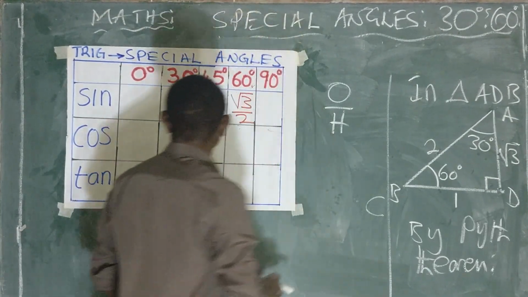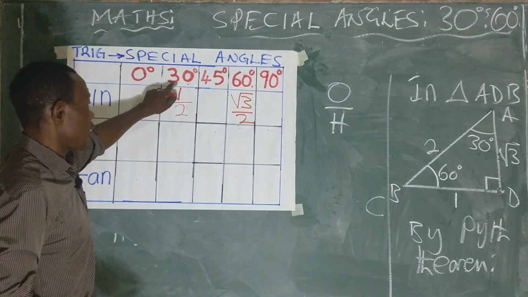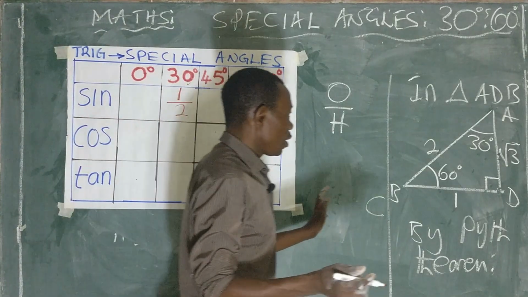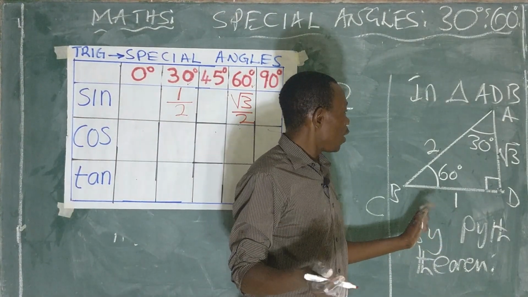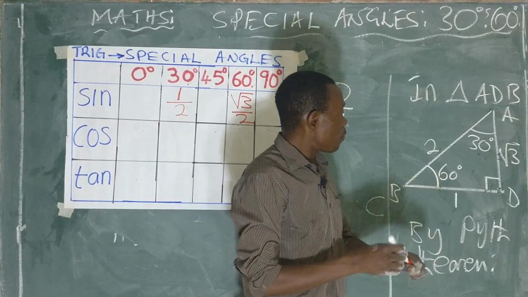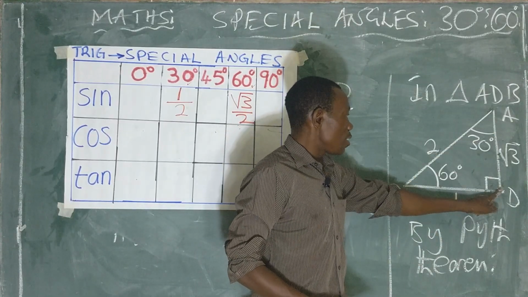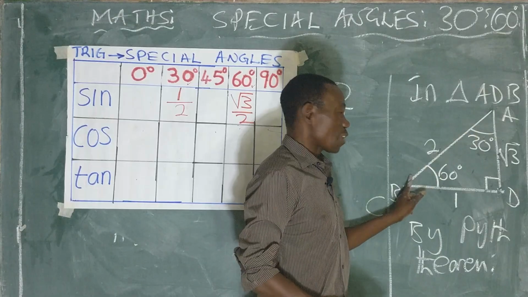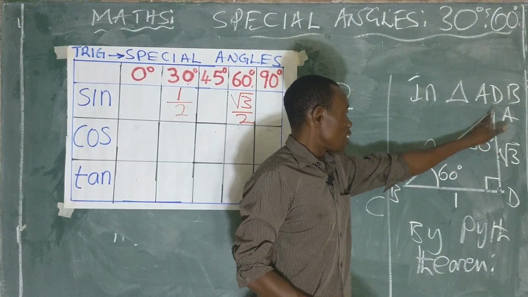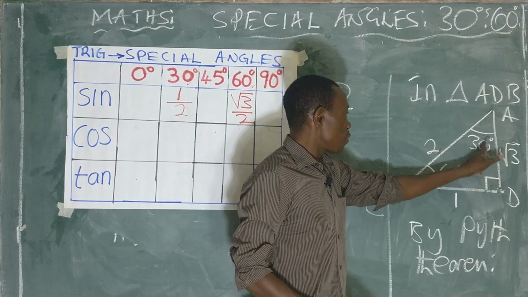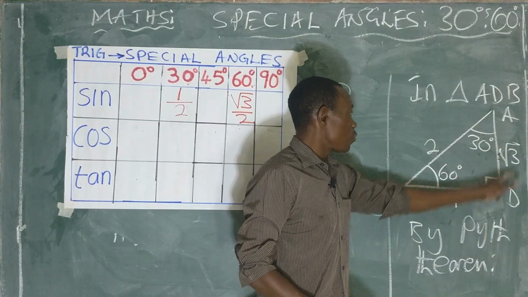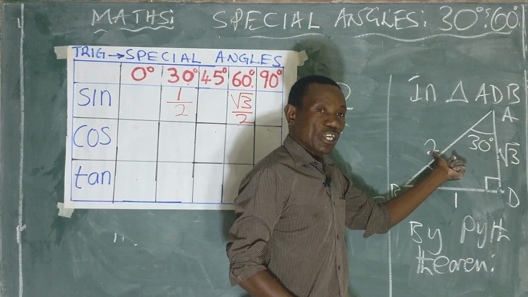Then now if we go to cosine of 30 degrees, cosine of an angle is found when we divide the adjacent side by the hypotenuse side. So if this is the 30 degrees, this is the adjacent side to 30 degrees, and this is the hypotenuse side, so we have to get it as root 3 over 2.